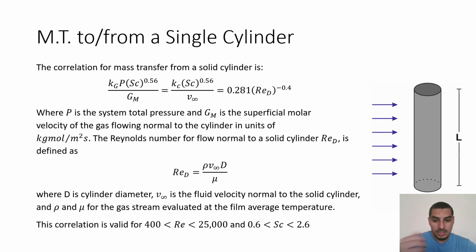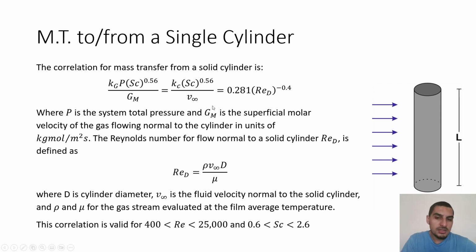This is for gas phase only. The equation that we are discussing now is for gas phase only. So we have a gas that is flowing outside the cylinder. There is a mass transfer process taking place between the outer surface of the cylinder and the air, either from or to. And we want to calculate the mass transfer coefficient in this case, and the correlation that we can use is this correlation that we see here.